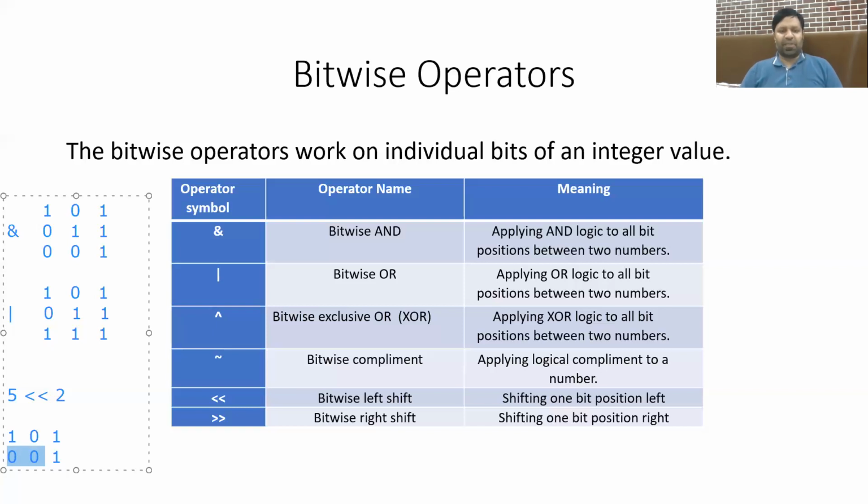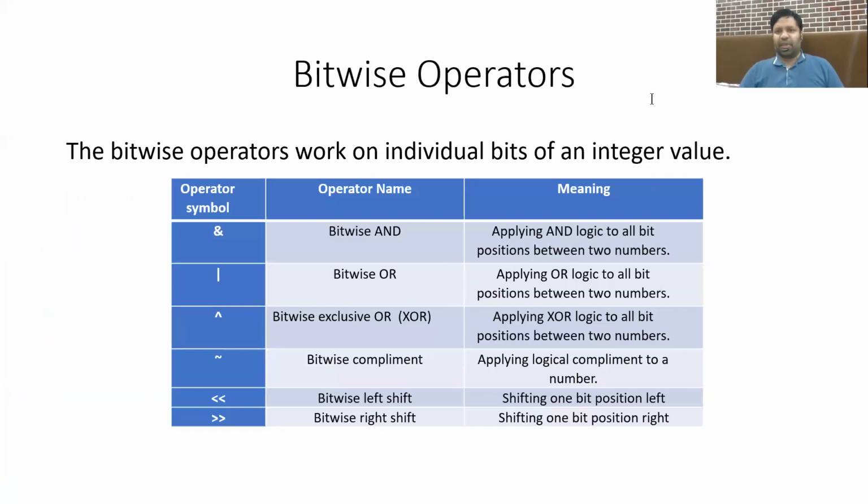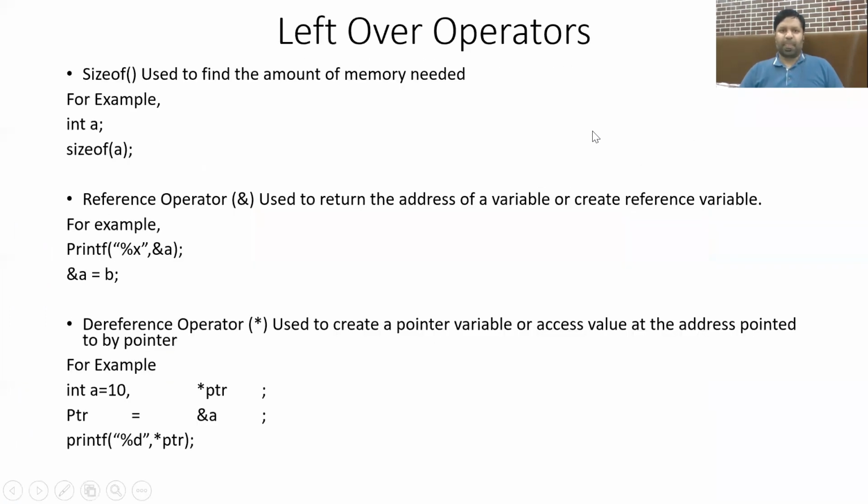Similarly, you can shift the bits towards the right as well. So these are the 6 bitwise operators that you can apply on two integer values. I request that you practice and have a look at the explanation for these two operators from any textbook for further understanding. The next is the set of other operators.